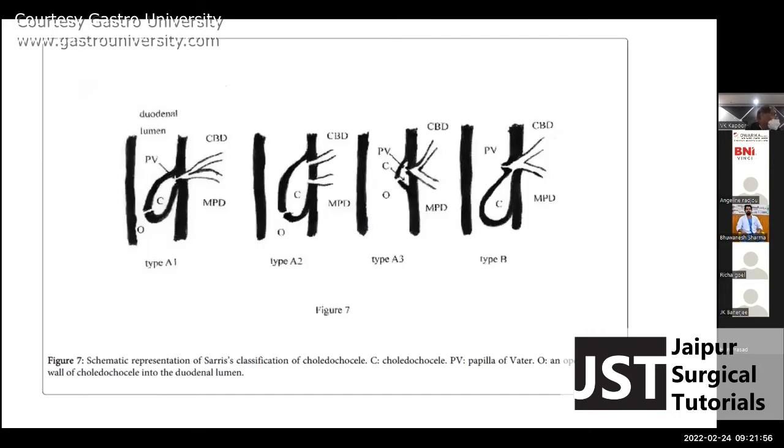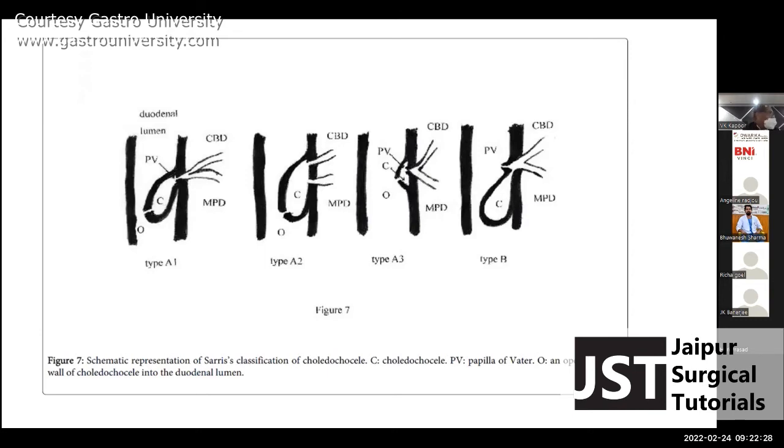This is the diagrammatic representation of all those types classified by Saris et al., where you can see in type A1, the cyst is intraluminal with the common channel opening into the cyst and then the cyst opening through an aperture into the duodenal lumen.